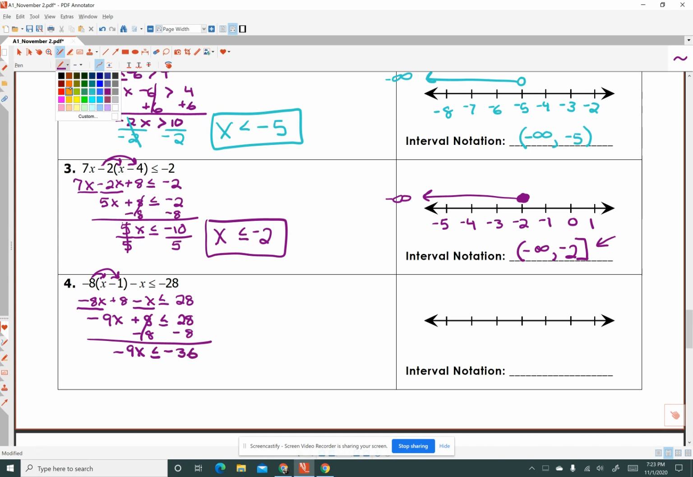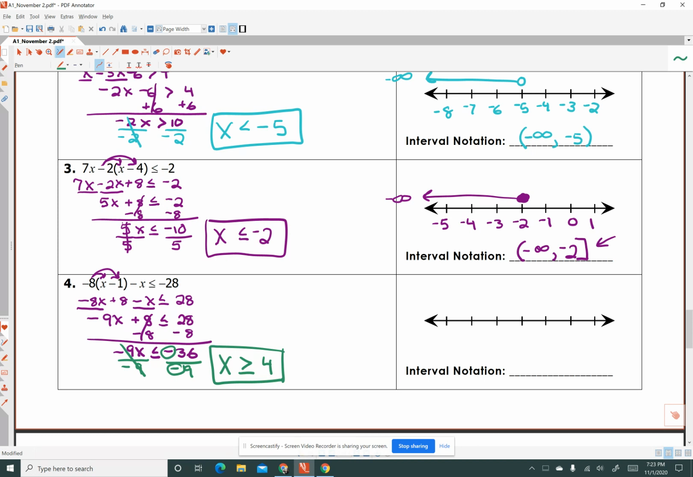Now, yes, we are dividing by a negative. Couple things to point out. We're dividing by a negative, so we flip the inequality sign. Also, here we have a negative divided by a negative, which will be a positive. 36 divided by 9 is 4.